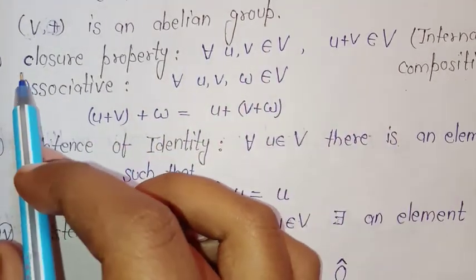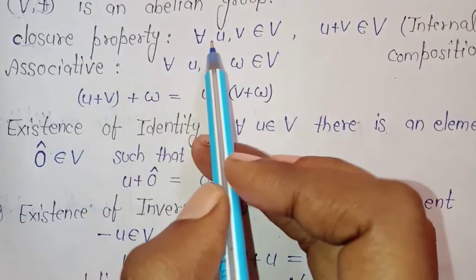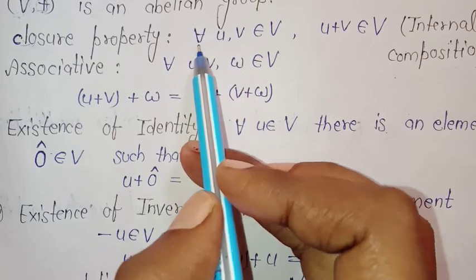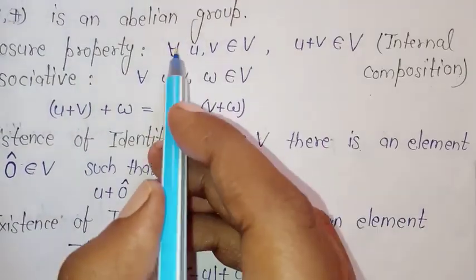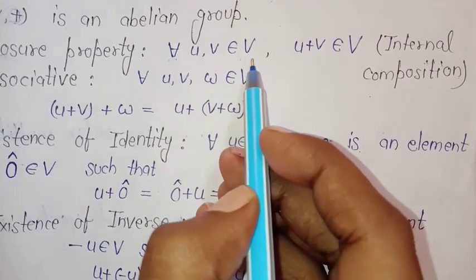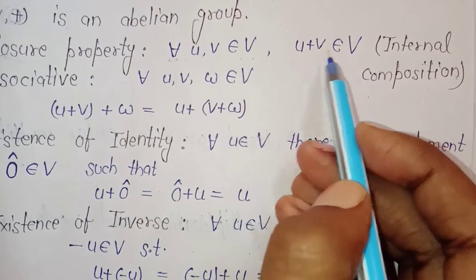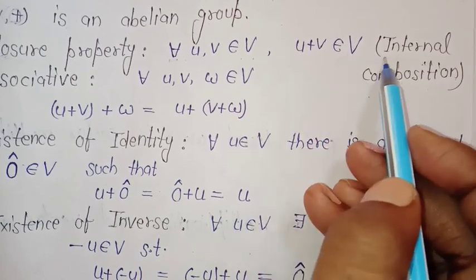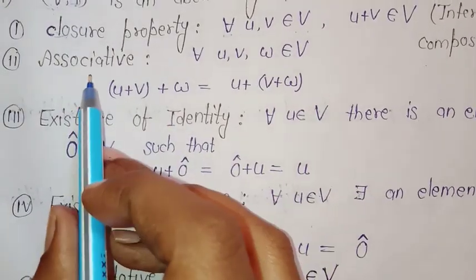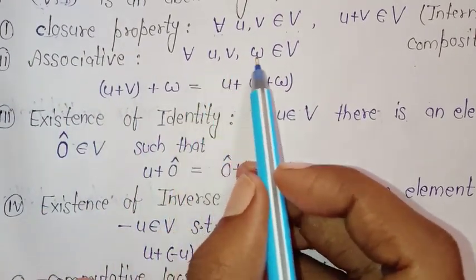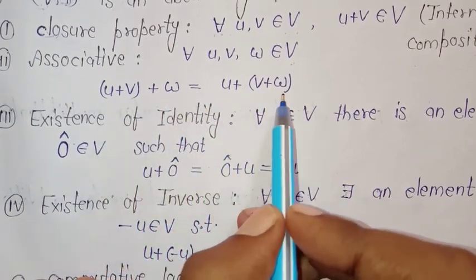So we will move to the first property of the group, that is the closure property. We are taking two elements, and this is true for all elements of the set V. That is, for all u, v belonging to V, u plus v is always going to V. From here we can conclude that internal composition is satisfied. The second property is associative. That is, if you take any three elements from the set V, they will satisfy this type of condition.